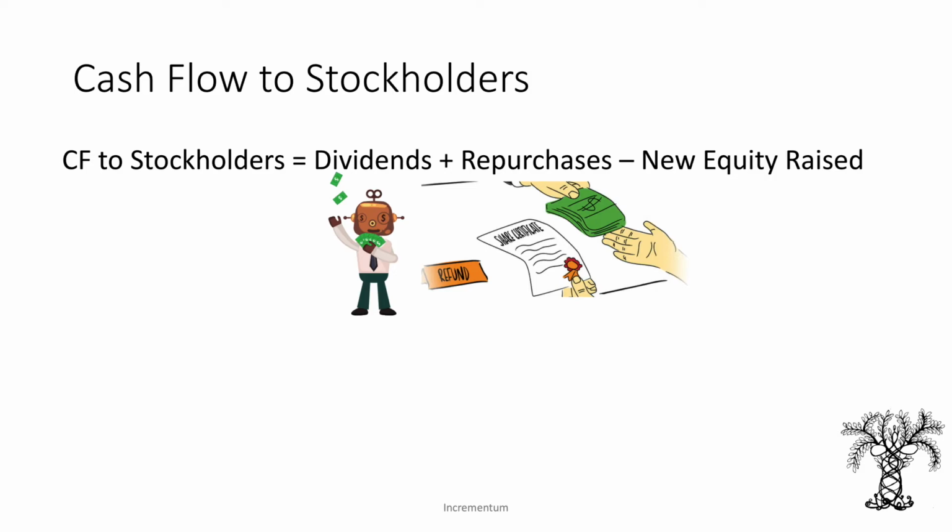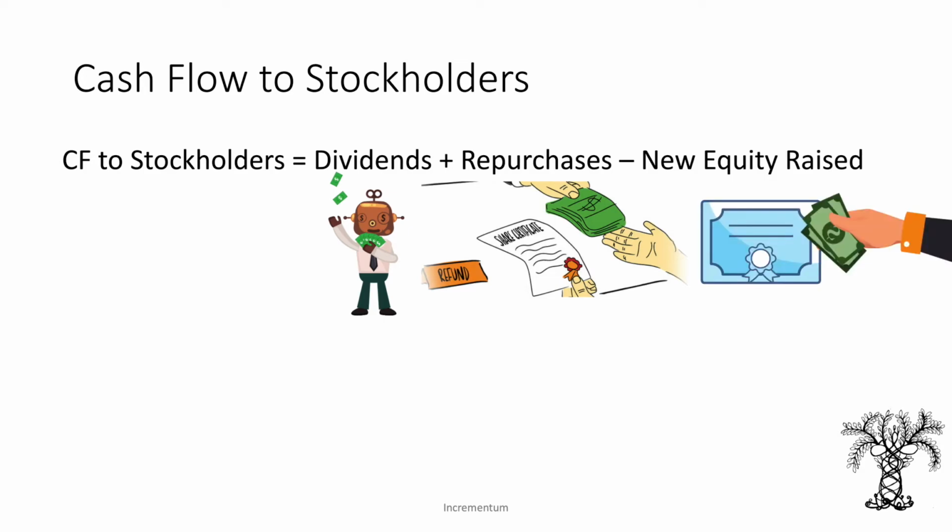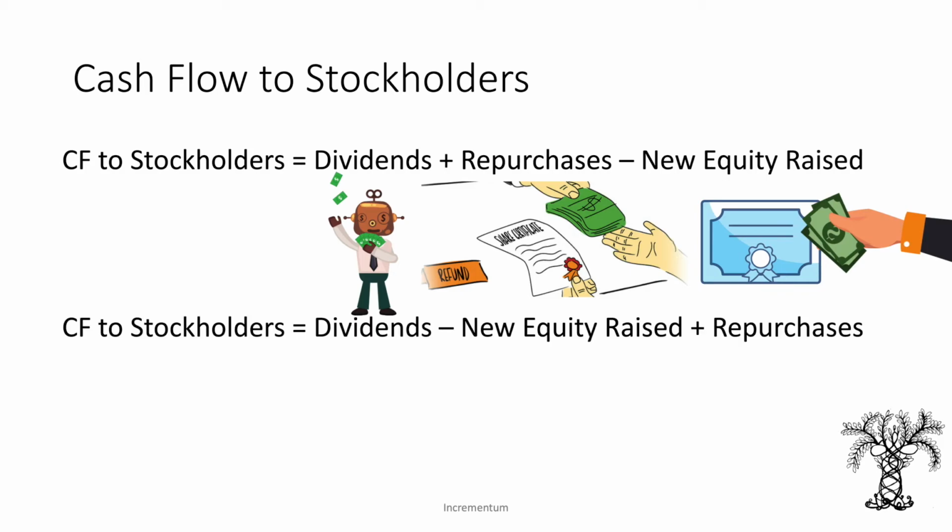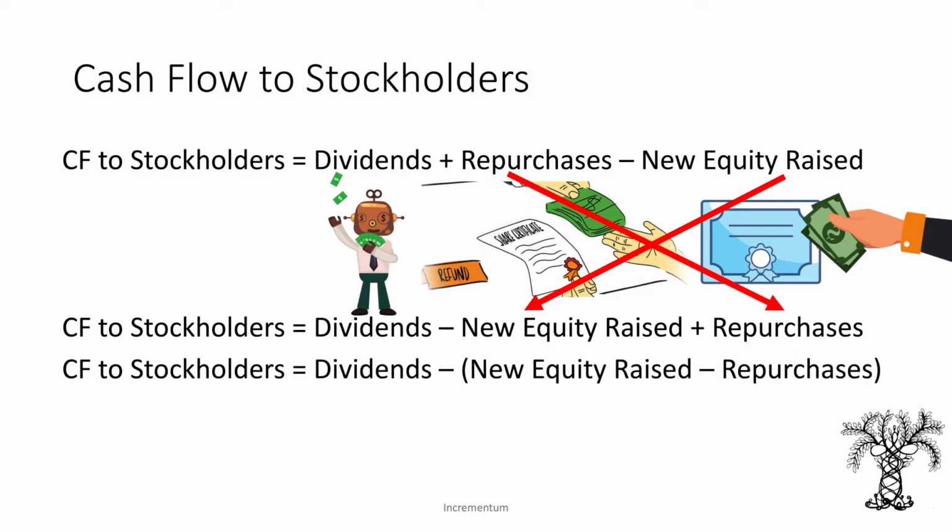In addition, the firm may come to a point where it needs to raise additional funds, and it may do that by selling shares. So in that case, it would be raising new equity. So the way that we calculate cash flow to stockholders is dividends plus repurchases minus new equity raised. So again, this is money going to the stockholders minus money coming from the stockholders. We're going to rewrite this equation as cash flow to stockholders is dividends minus new equity raised plus repurchases. Notice that all we've done is move the negative new equity raised to the second term and the repurchases to the third term. We're going to rewrite this again as dividends minus (new equity raised minus repurchases).